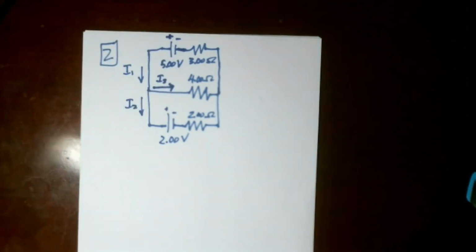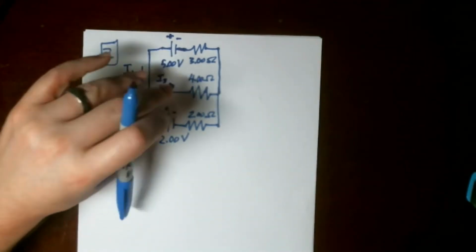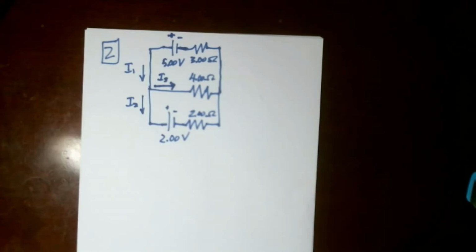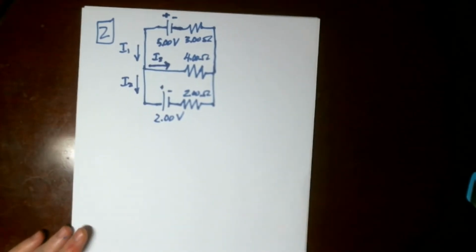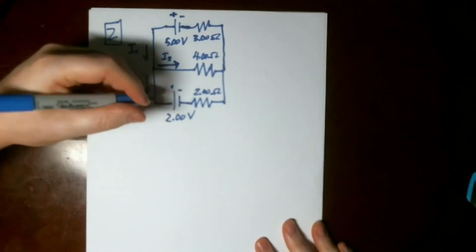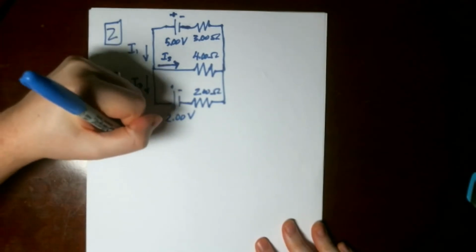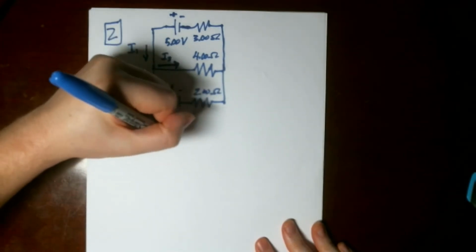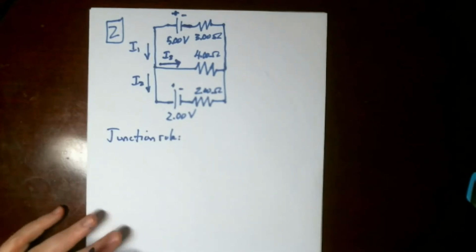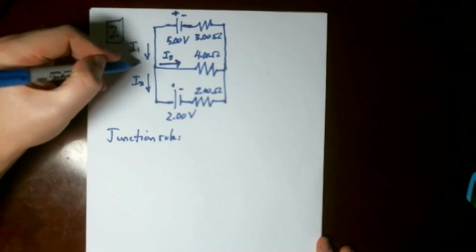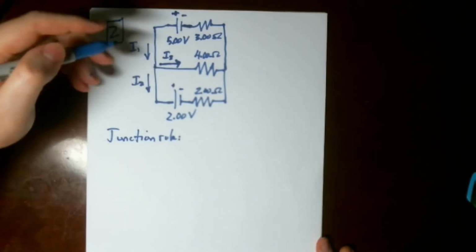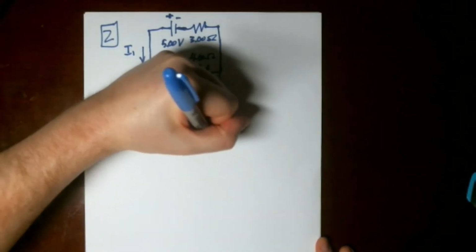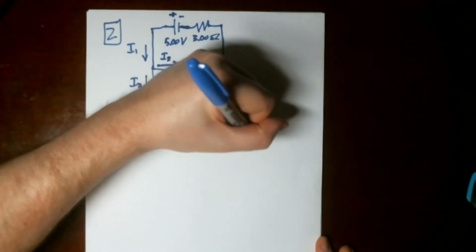All right, so that's our setup, and we want to find these unknown currents. So the first thing we should do is write down the junction rule. Junction rule is nice and simple. And there's only one equation from the junction rule. We have I1 splitting into I2 and I3. So therefore, I1 must be equal to I2 plus I3.